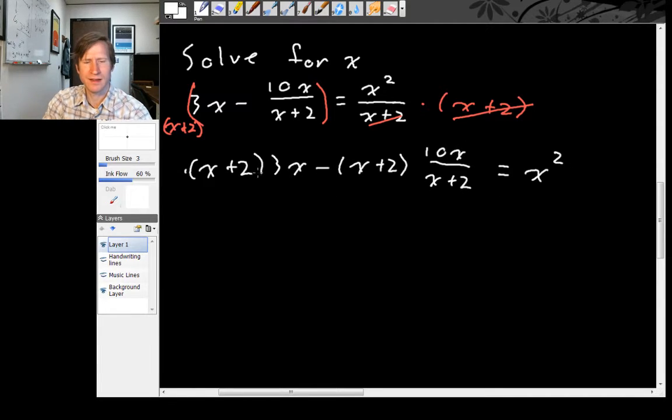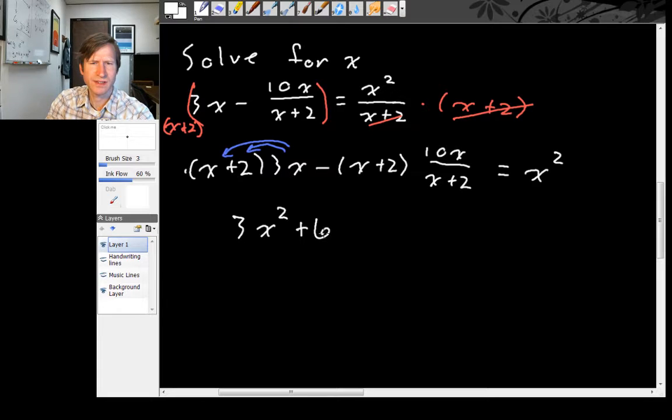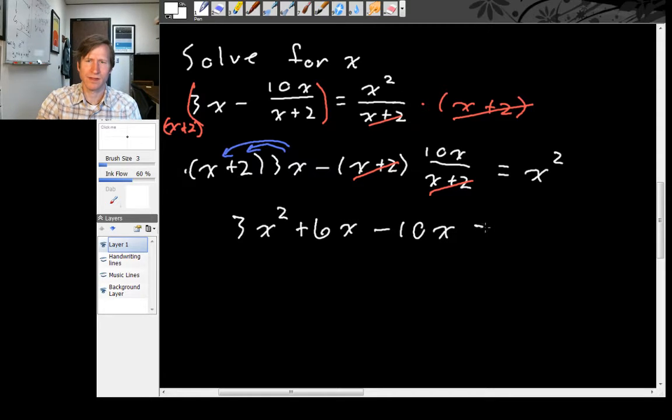All right, now we can distribute the 3x over here. And we get 3x squared plus 6x. And now for the second part on the left-hand side, here the x plus 2 just cancels, like that. So we get minus 10x equals x squared. All right, now this equation, this is a quadratic equation. We know how to solve these. Move everything to one side, factor, and then go from there.